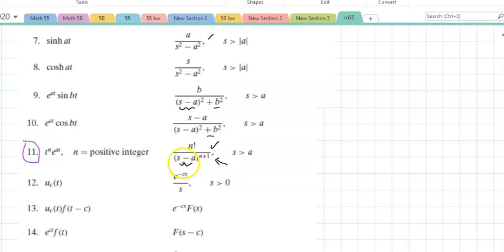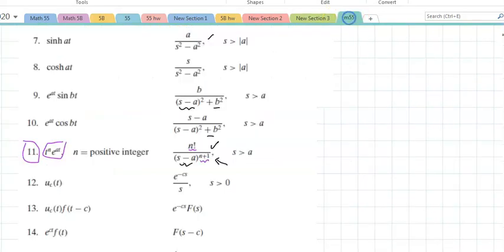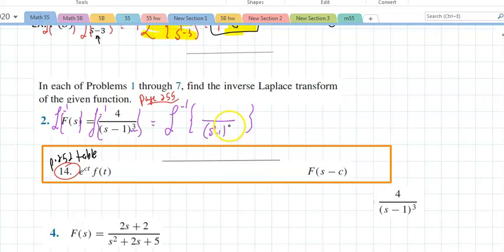And this says, if you see s minus a raised to the n plus 1 and n factorial, that's t to the n, e to the at. So here I'm manipulating algebraically to match it with what's in the table. I could say that's s minus 1, and if I want to match it, it says n plus 1 and n factorial at the top. n plus 1, that's 2 plus 1. And I need the 2 factorial at the top. The 2 factorial is 2. Can't I say the 4 is 2 times that?